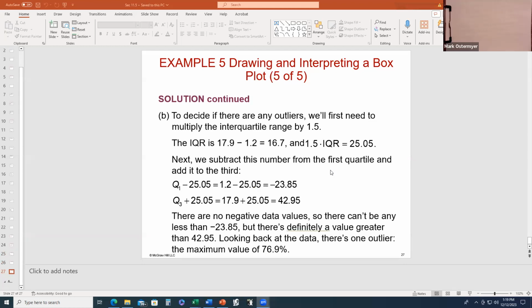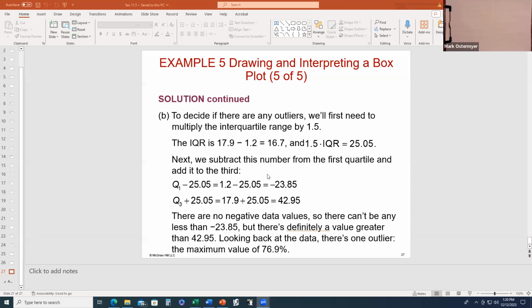Now, ladies and gentlemen, there is a test to determine whether a data value qualifies as being an outlier. In order to conduct that test, we need to find the interquartile range value first, which is the difference between the third and the first quartile. So 17.9 minus 1.2 is 16.7. Then what we do is we multiply the interquartile range by 1.5, which is 25.05.